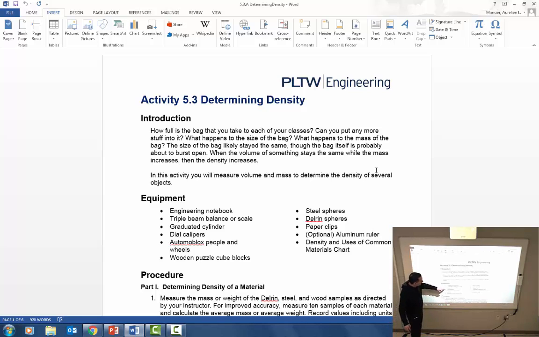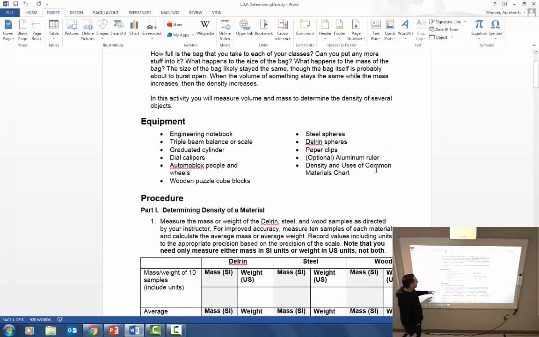So the supplies that we'll have will be a scale, ours will be a digital scale. We'll have the graduated cylinder starting tomorrow, a caliper for recording measurements. And the samples we're using today are the wooden puzzle cube, the steel sphere, and the Delrin sphere. Delrin's like a plastic. Given those materials, we're going to work through part 1.